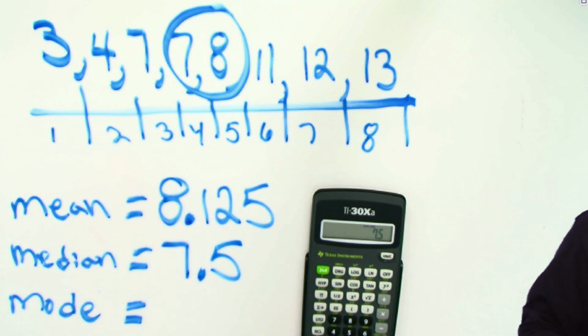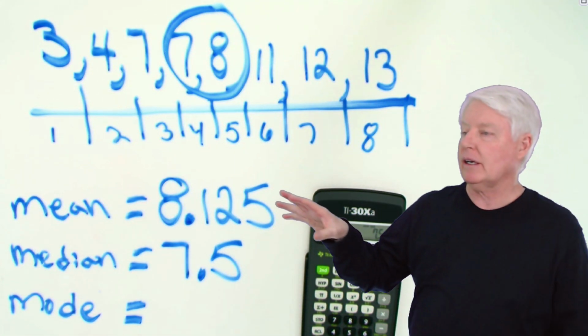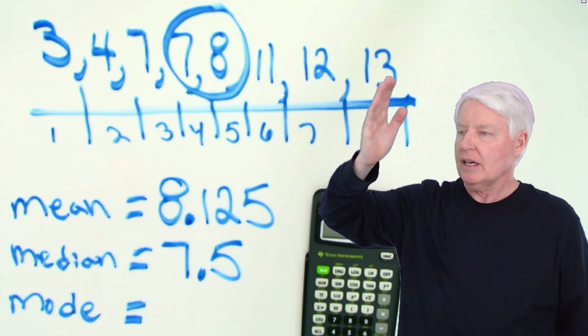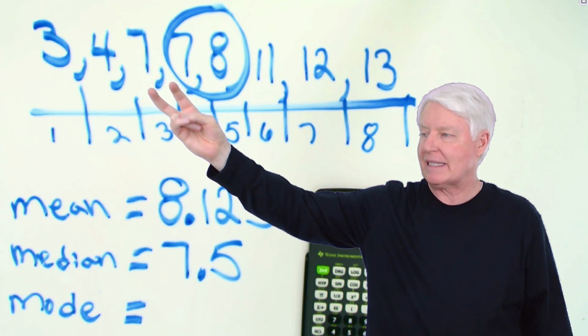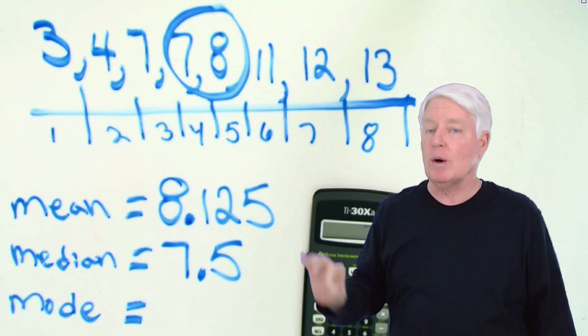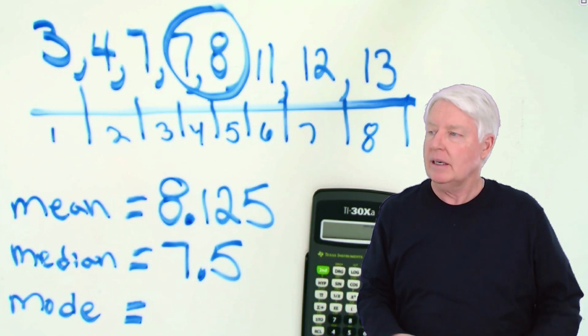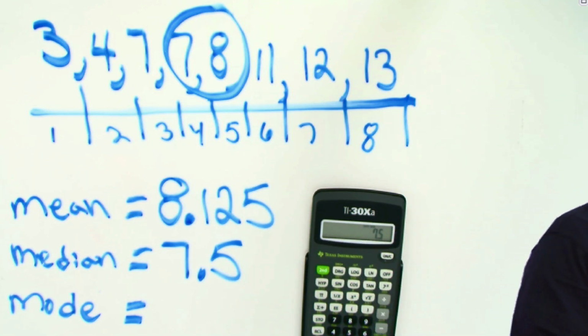7.5. And the mode is the most frequently occurring number. Well, which number takes place? They all only take place once, except 7 takes place twice. So 7 is the mode. It's the most frequently occurring number. And so we'll put 7 there.